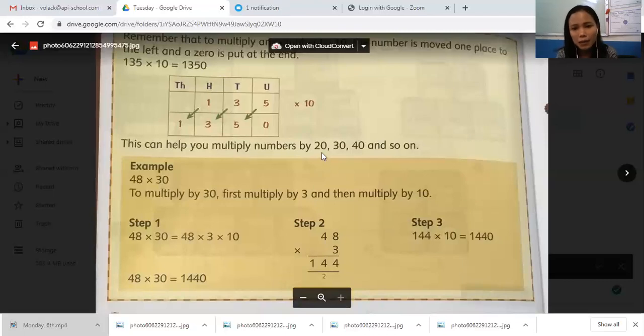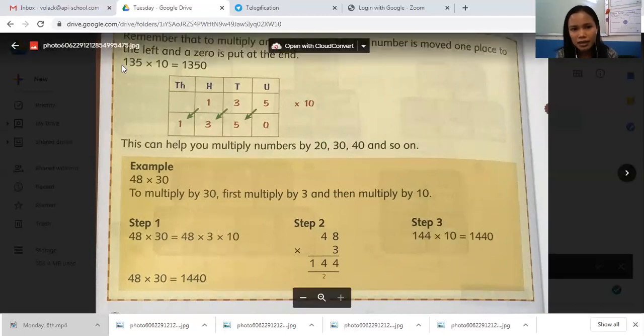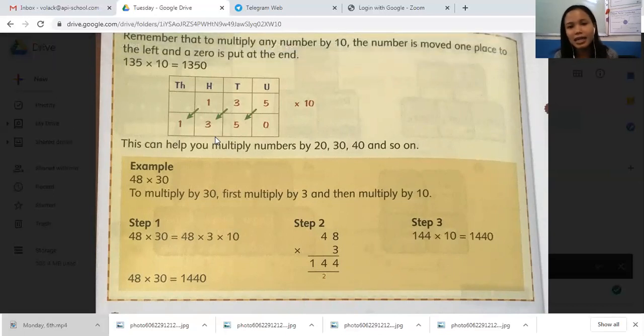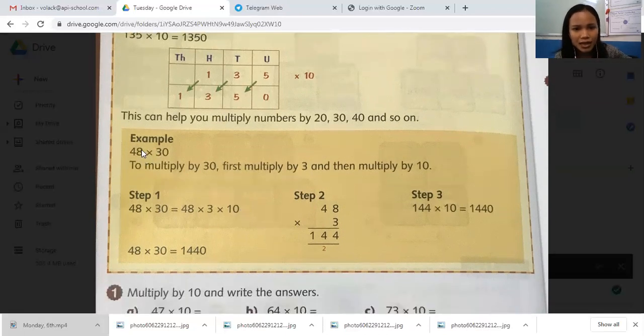But if it's multiplied by 20 or 30 or 40 and so on, you need to multiply the number in front of the 0 with this number, and then put the 0 at the end, and you can do just one multiplication. Okay, so they give you another example.